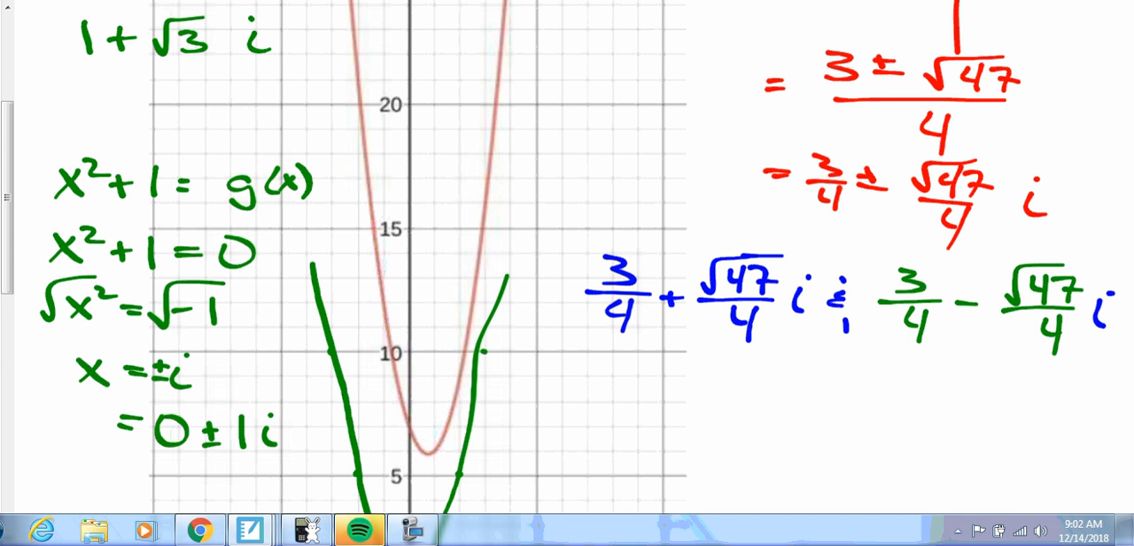Say that again. They are complex conjugates of one another. They are complex conjugates. You're in the morning class. Oh, golly, Carter.